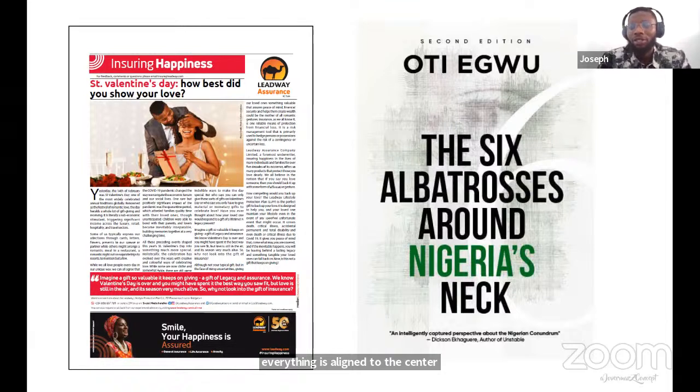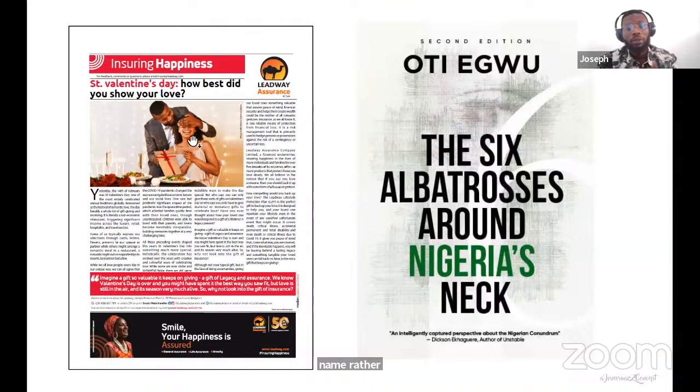albatrosses around Nigeria's neck. That's a book cover, right? And you can see the hierarchy is on the title. Emphasis is on Nigeria's. And then there's a person's name up there, the writer's name rather, that you go to. The one on the left has St. Valentine's Day in red. Shows you that that's emphasis.